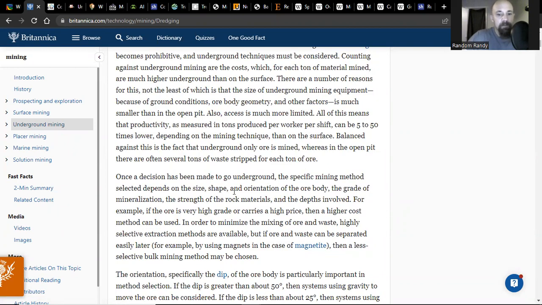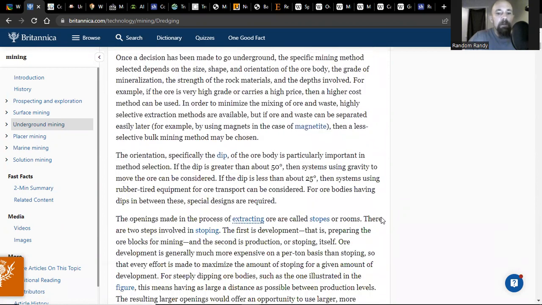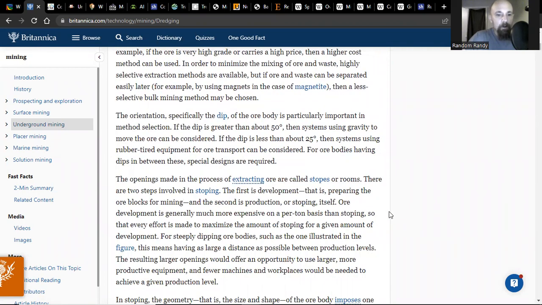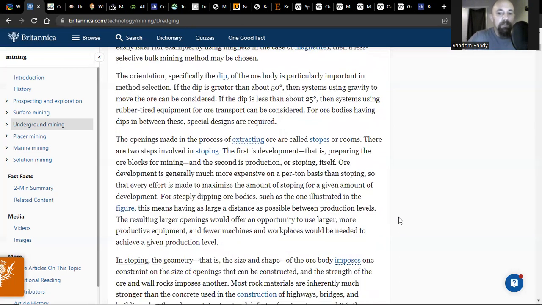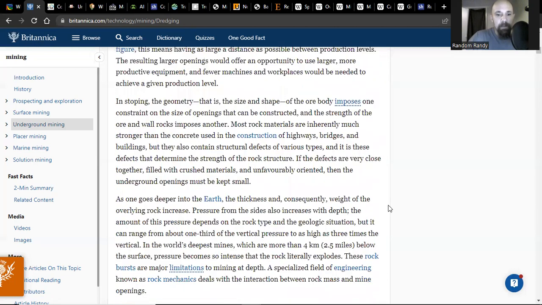And it just depends on the size, shape, and orientation of the ore body, the grade of mineralization, the strength of the rock and materials, and the depths involved. Okay. So this would be like your more densely consolidated minerals in veins deeper underground. That's when they will go and do the underground mining. Now, the openings made in the process of extracting ore are called stopes or rooms. There are 2 steps involved in stoping. First is development, that is preparing the ore blocks for mining, and the second is production or stoping itself, so the act of stoping.